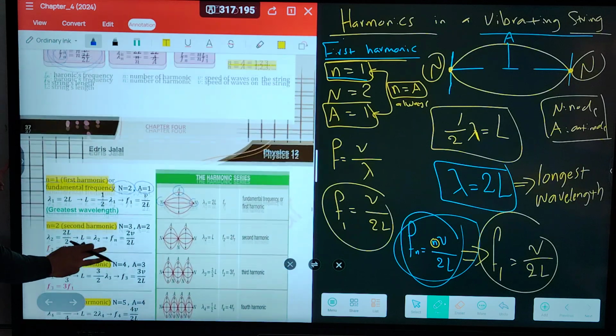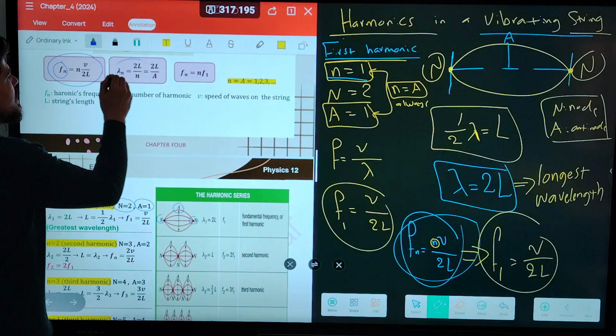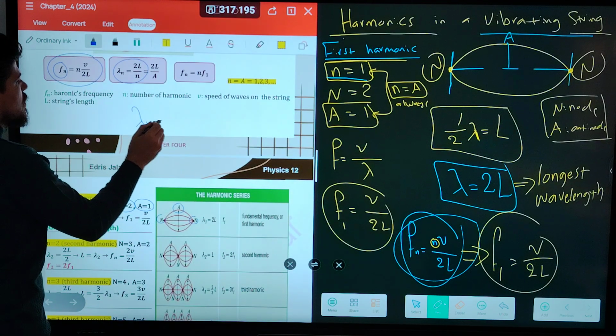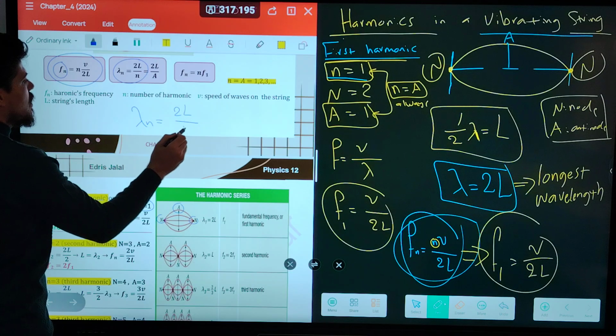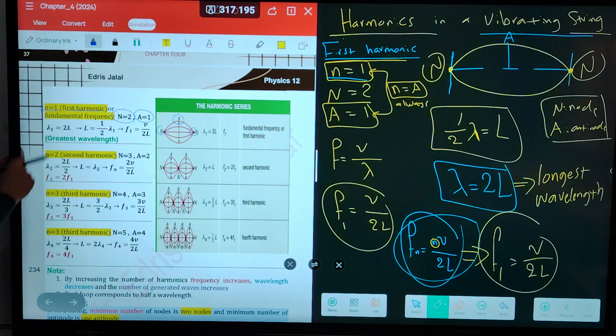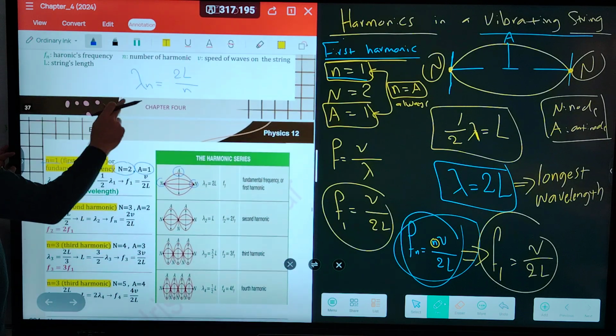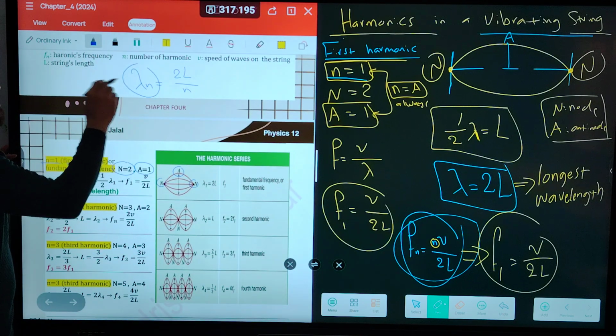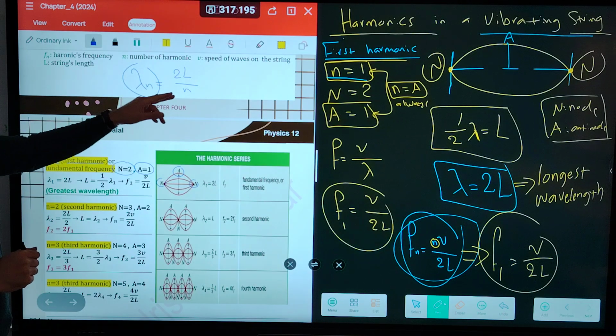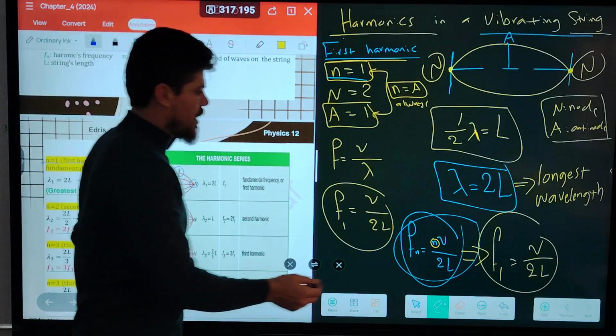Wavelength is equal to what? According to this relation, wavelength is equal to 2L over N. Number of harmonic is equal to what in the fundamental frequency? Number of harmonic is equal to 1. To find wavelength in the fundamental frequency, where in the first harmonic, 2L over 1 is equal to 2L.